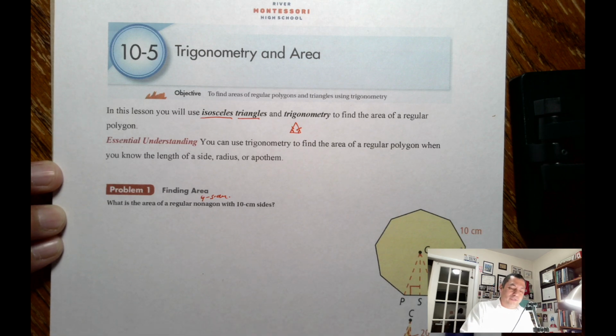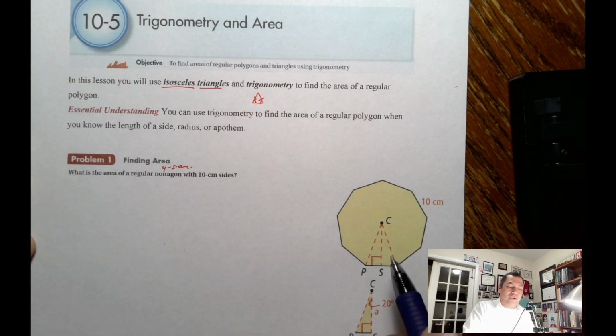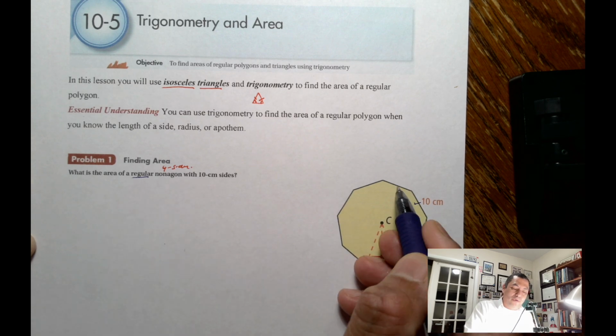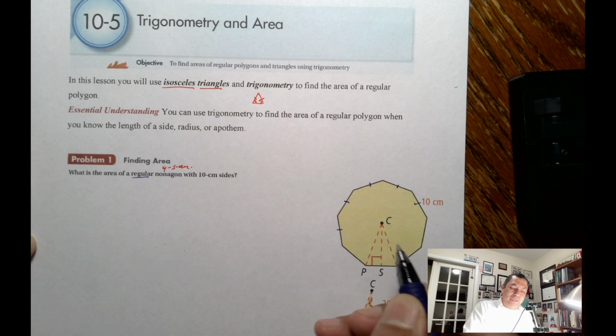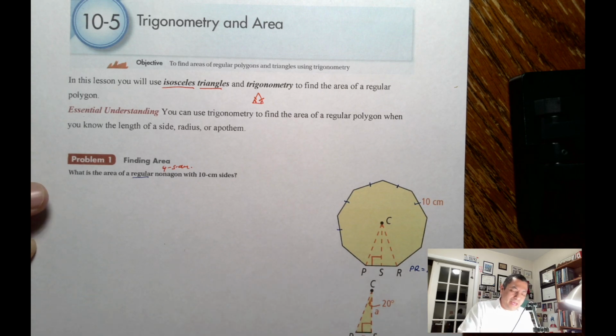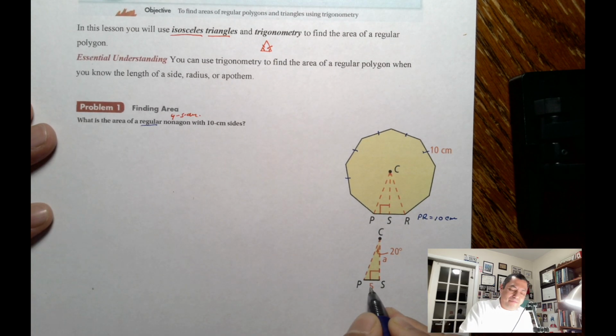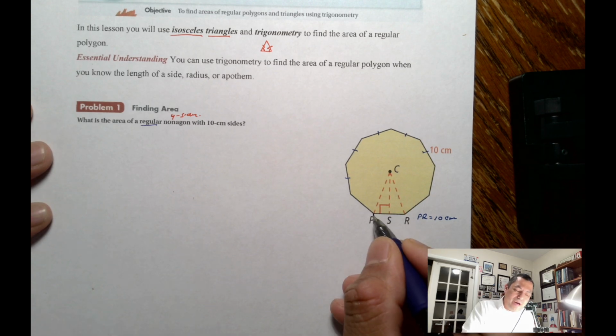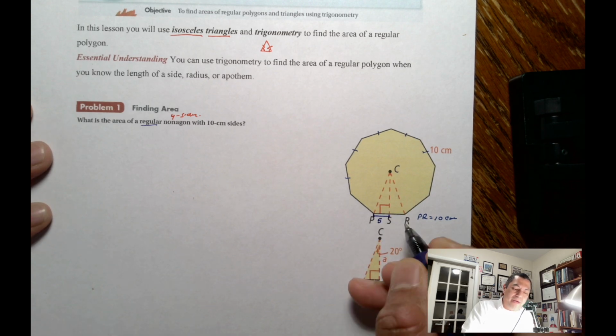So let's start. So this is the nonagon. The one that I have here is a nonagon, and it says that it's a regular one. That means every single side is congruent, okay? So that means if this one is 10, this segment PR is also 10 centimeters. That is why, in this case, when I have this right triangle here, I have 5 centimeters. So PS is equal to 5 centimeters because we do 10 divided by 2 is equal to 5. So PS in this case is going to be 5.